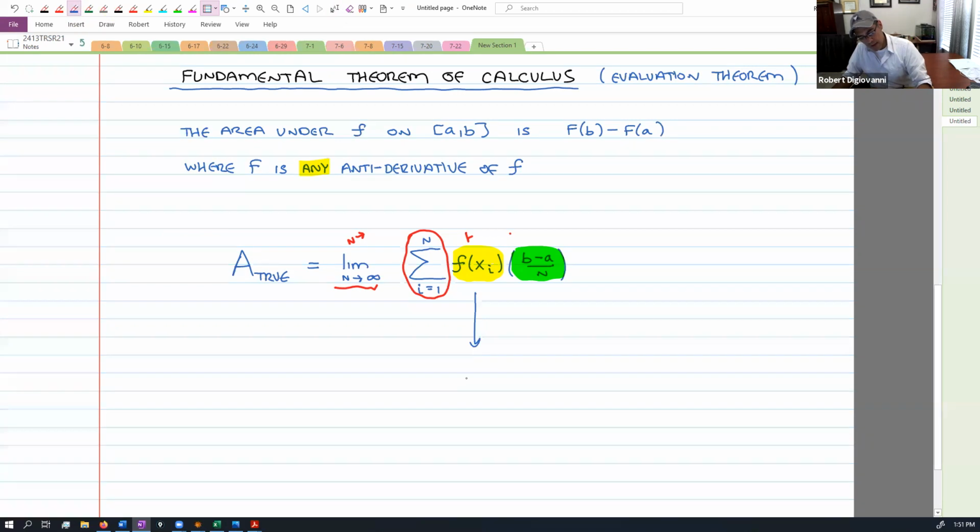This part, we'll just call f of x. That's the height of the rectangle. And this is how wide each rectangle is, so that's how much x changes by. That's the change in x, but it's going to get really, really small. So let's call it dx for how wide the rectangle is. Now you can see that this is the height and this is the width.